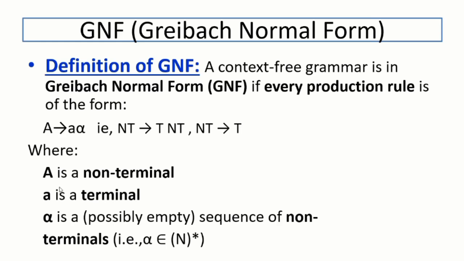In the right hand side, small a is a terminal symbol followed by alpha, a possibly empty sequence of non-terminal symbols. That is, the left hand side non-terminal tends to the right hand side terminal followed by non-terminal symbols, or a terminal symbol. In simple words, each production must start with a terminal followed by 0 or more non-terminal symbols.